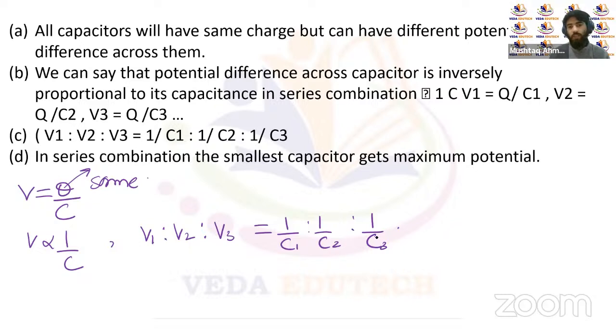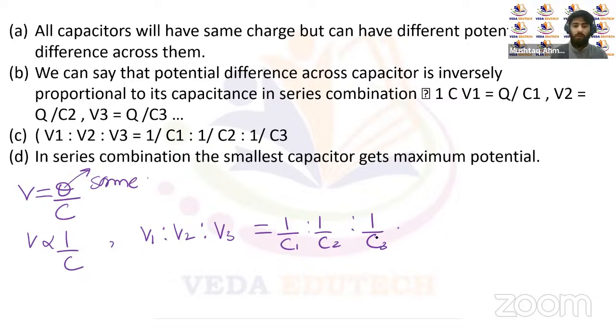So in a series combination, the smallest capacitor gets the maximum potential, because the potential difference across the capacitor is inversely proportional to the capacitance.